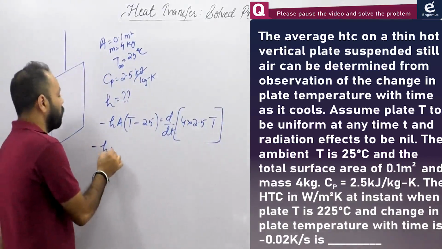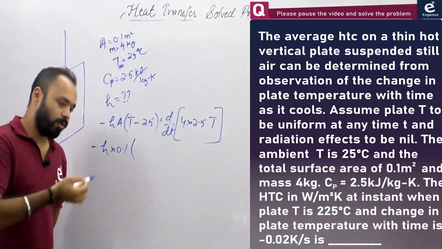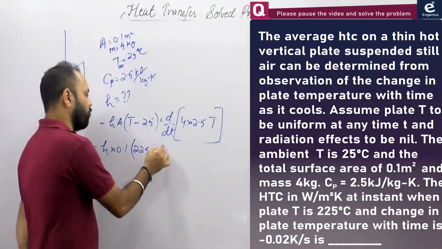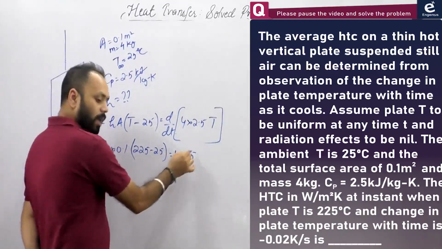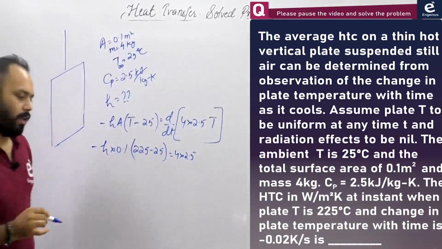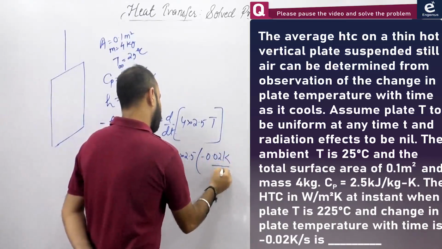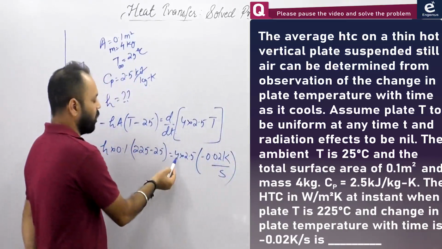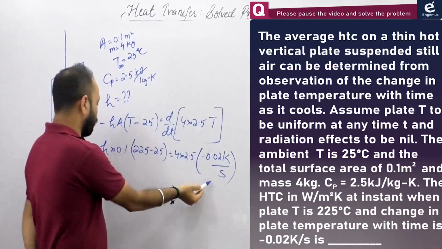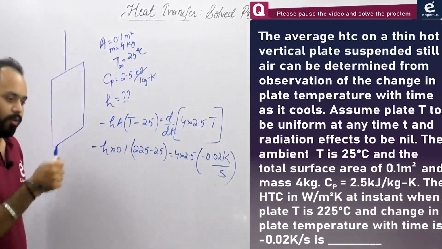So minus H into 0.1. They are saying that at this instant, I told you that these are instantaneous balances. So at this instant, when the plate temperature is 225 degrees Celsius, 225 minus 25 is equal to 4 into 2.5, and the change in plate temperature with time dT by dt is minus 0.02. That is minus 0.02 Kelvin per second. Now please note that the unit of this is kg, this is kilojoule per kg per Kelvin. So the answer will be kilojoule per second. Fine, kilojoule per second, and that will be per degree Celsius. It means your H will be in kilowatts. They want your answer in watt.